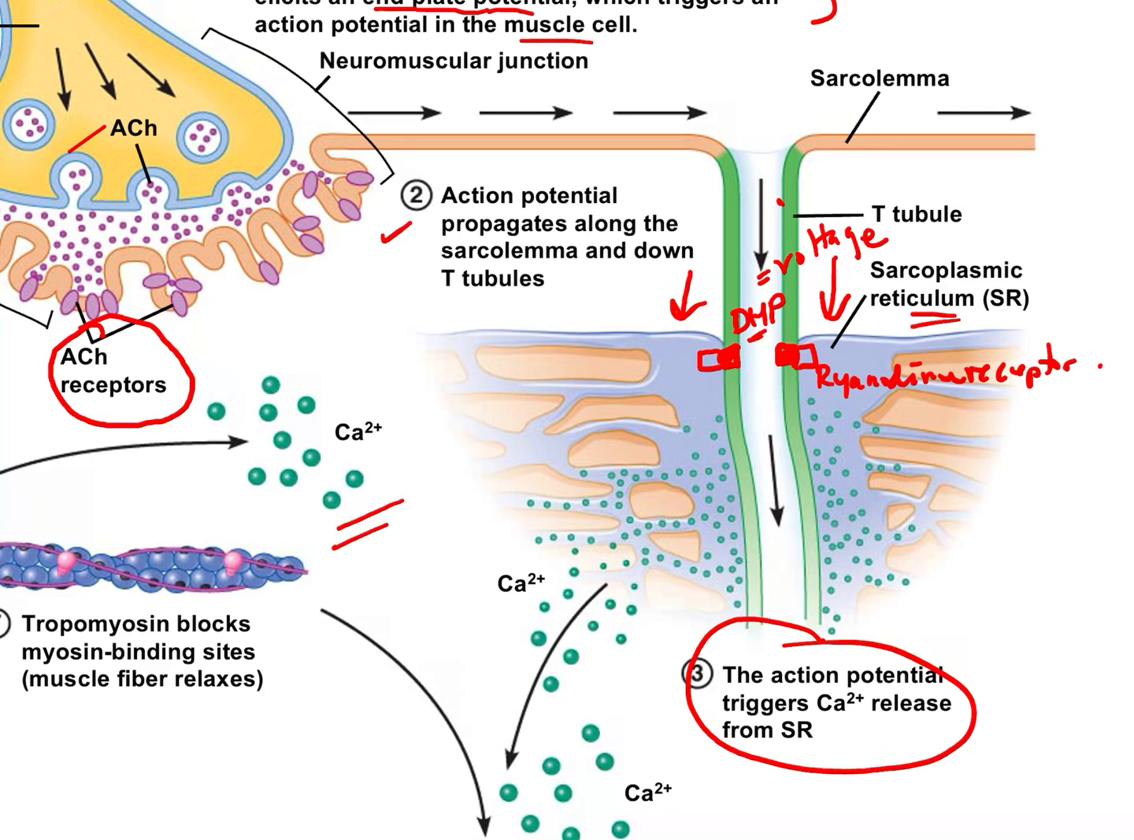It's going to have a conformational change. The voltage will cause an opening. It's going to change the shape of this protein. And that conformational change actually creates a change in the ryanodine receptor. So the action potential causes a conformational change in the DHP receptor, which then causes a conformational change in the ryanodine receptor. And that's going to cause the calcium to be released from the sarcoplasmic reticulum. Okay, so I hope that's clear. And that's the end of our muscle contraction.